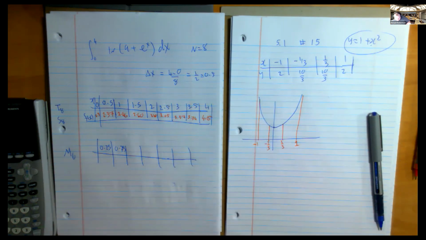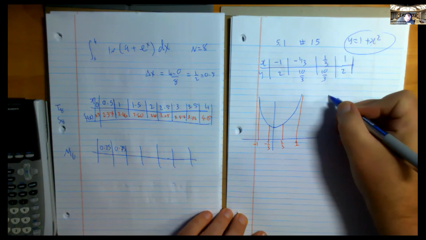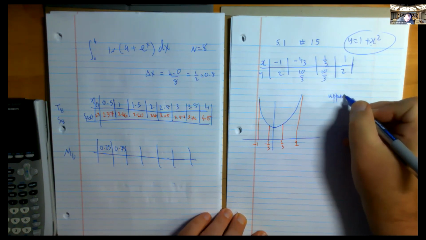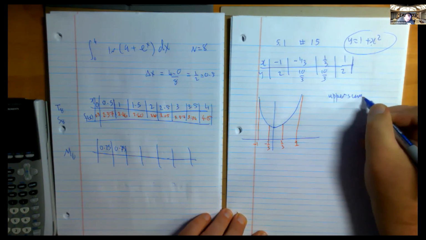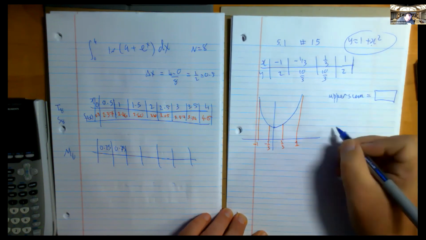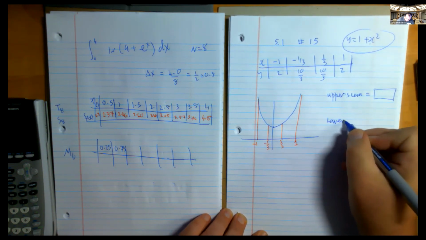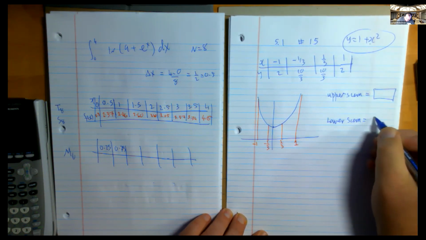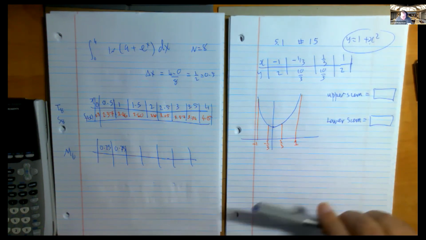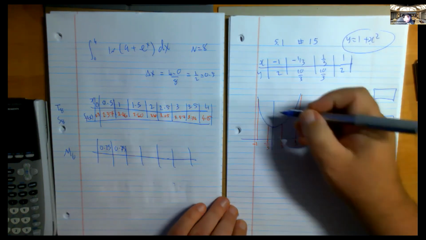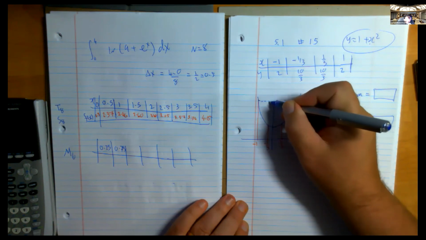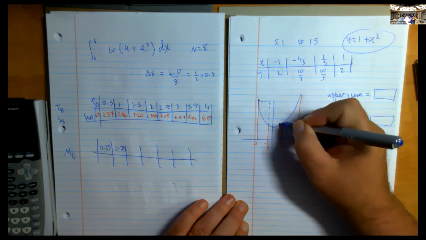Right, so let's look at the 2 types of rectangles that we're using. And one of them is going to be called the upper sum. And the answer will go here. And the other one they called the lower sum. So what they're saying is one of these is the overestimate and one's the underestimate. So let's look at the overestimate first.